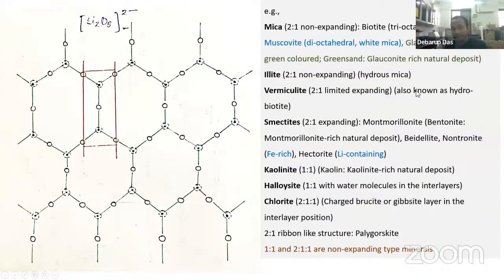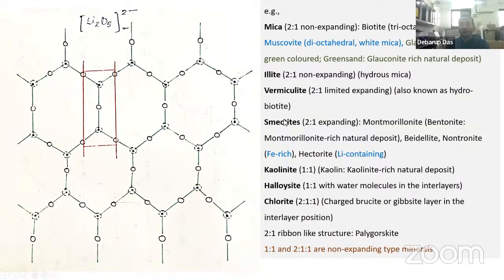However, in some literature they are using clay mica instead of illite. But for your exam, try to remember this: clay-sized mica is illite, and it is also sometimes called hydrous mica. It is non-expanding. Vermiculite is 2:1, limited expanding. Limited expanding type mineral, 2:1, is vermiculite.